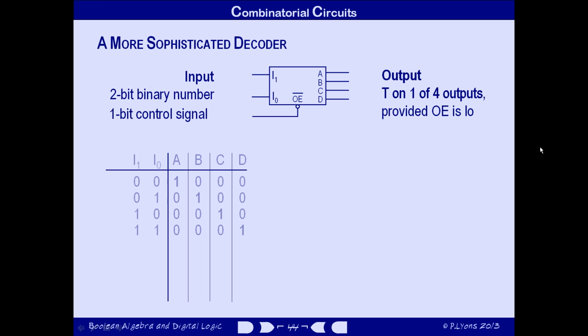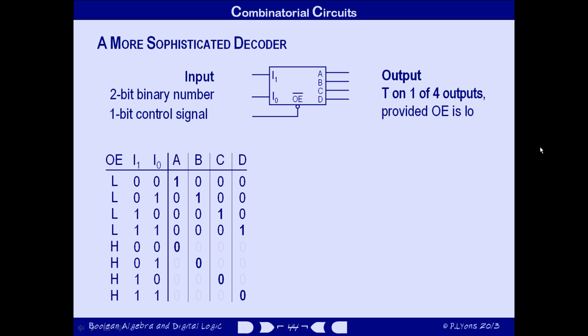We do this in sections to demonstrate that the top part of the truth table is exactly the same as the truth table for the simple decoder. This corresponds to the situation where the output enable signal is low. Where the output enable voltage is high, then for all combinations of the data inputs, the output of the device is false, both along the diagonal and in the off-diagonal positions.